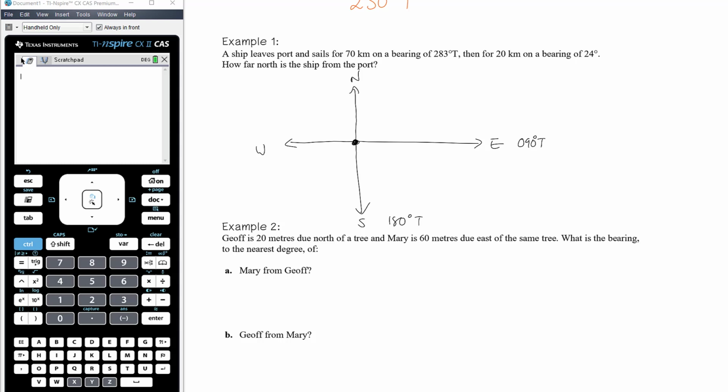If we were going directly west, that would be a bearing of 270 degrees true. And directly north would be either 0 degrees true or 360 degrees true. So if we want a bearing of 283 degrees, that's somewhere in this vicinity, so we're heading off out that way first. Then a bearing of 24 degrees, well, that's somewhere out that kind of way.